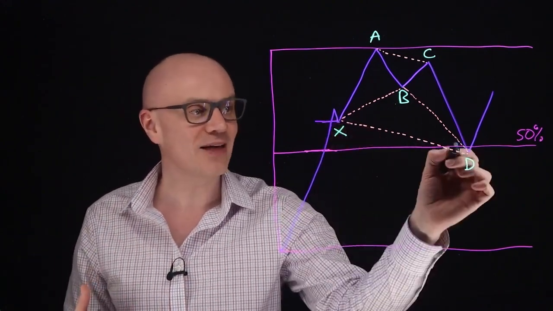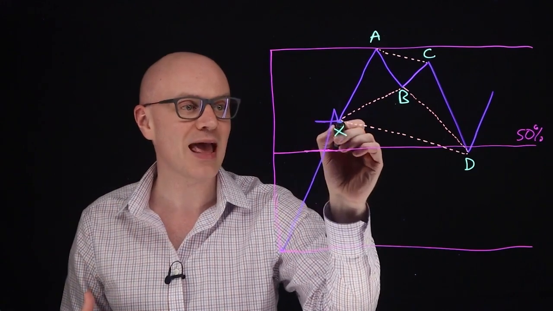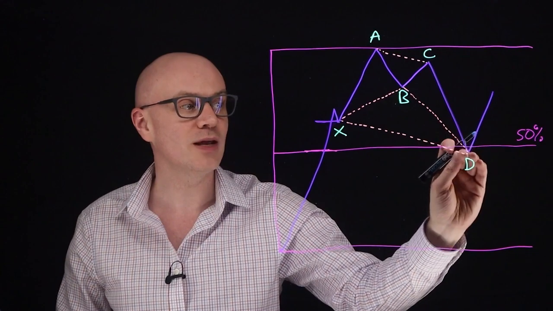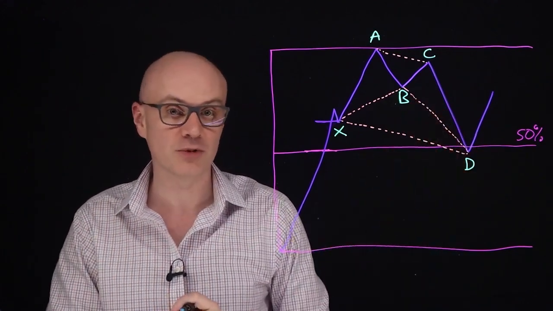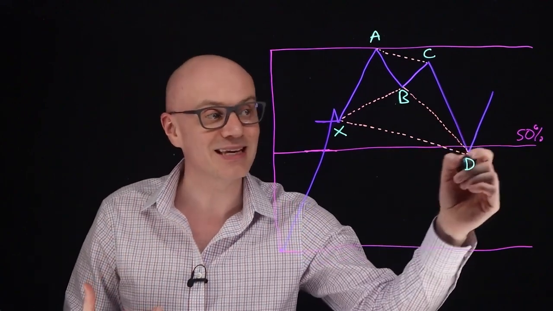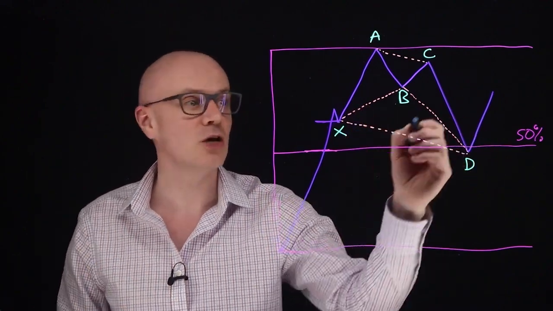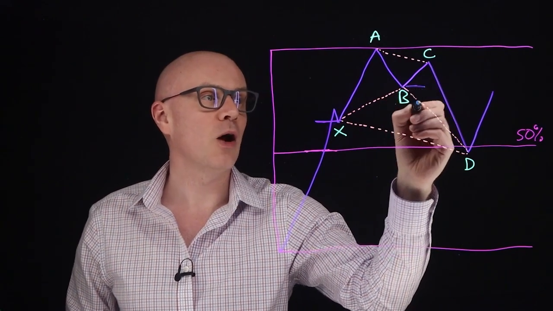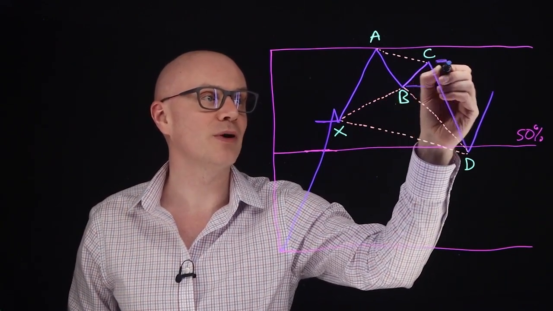As long as the D point is below that X, traders will be looking for D to tune in with any of those key Fibonacci numbers on the way back down. In this example, it's the 50%. From there, you'd be looking to get long the market, and your profit targets would usually be this point here at point B, or potentially maybe here at point C.